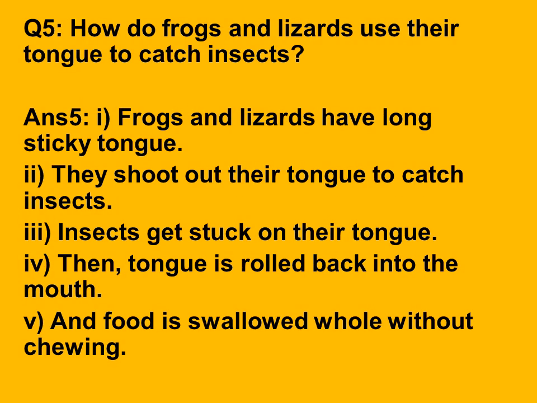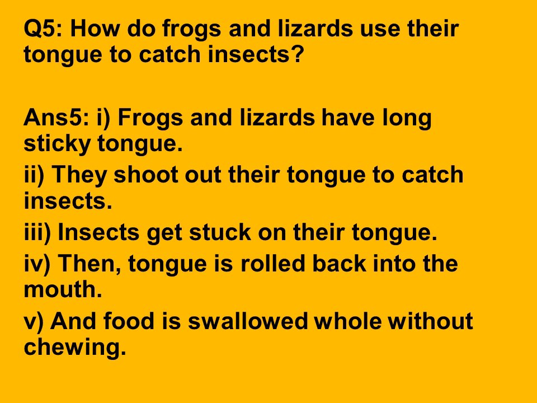And the last question is, how do frogs and lizards use their tongue to catch insects? Now this is a whole process, a stepwise process which they carry out. I'll first read out the answer. First step is, frogs and lizards have a long sticky tongue. Secondly, they shoot out their tongue to catch the insects. Then insects get stuck on their tongue, and the tongue is then rolled back into the mouth, and food is swallowed whole without chewing. So these are the 5 steps in which the whole process occurs.